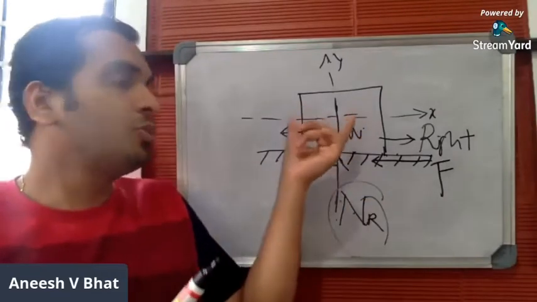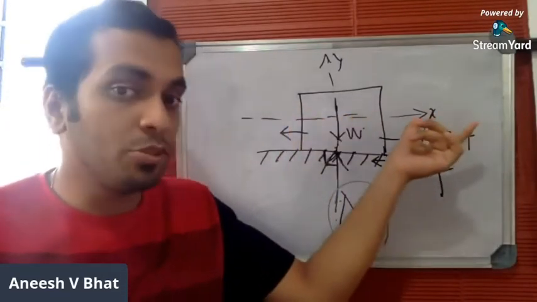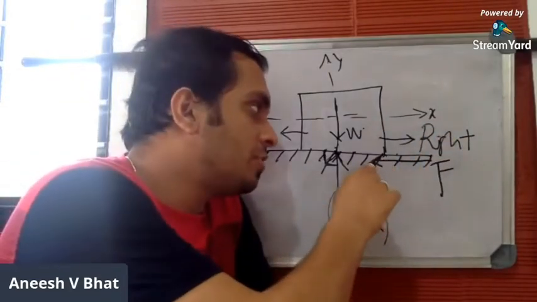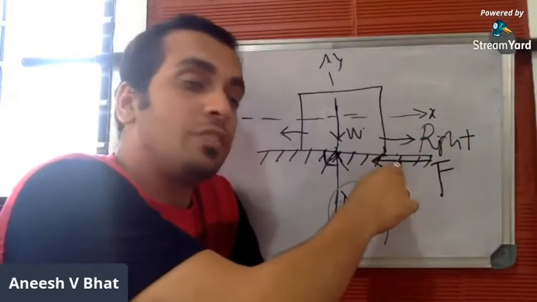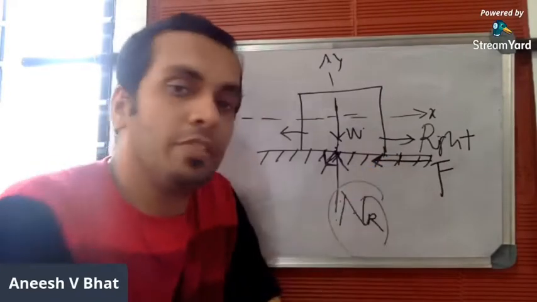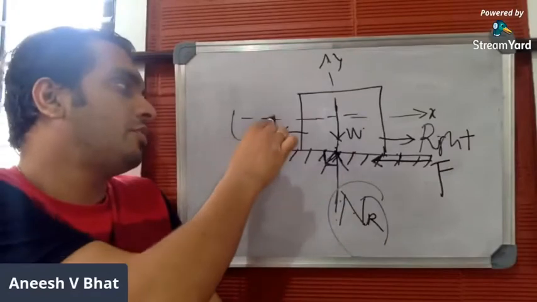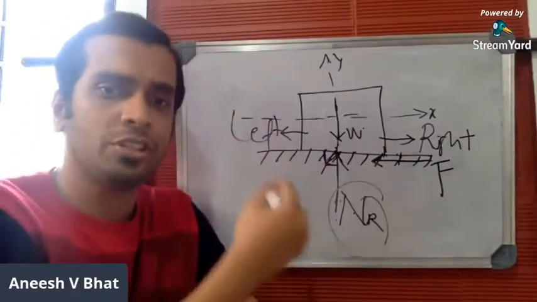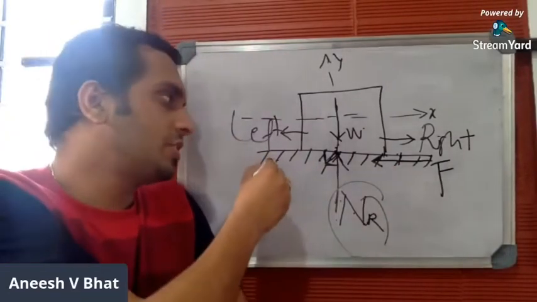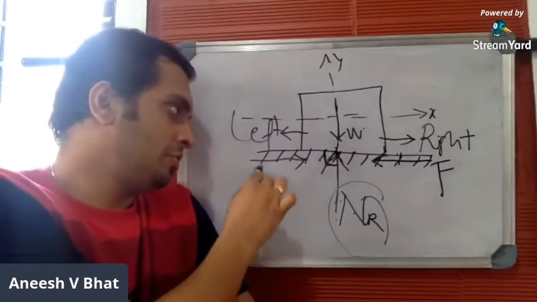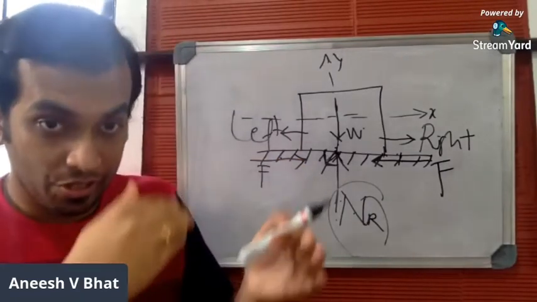So if the body moves horizontally to the right, the frictional resistance will act horizontally to the left, and it will be tangential to the surface. Similarly, if the body moves horizontally to the left, then the frictional resistance will act horizontally to the right, and it will be tangential to the surface.